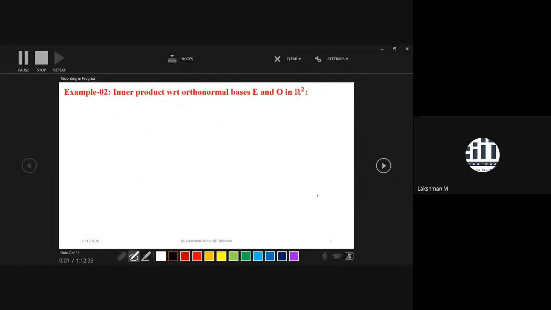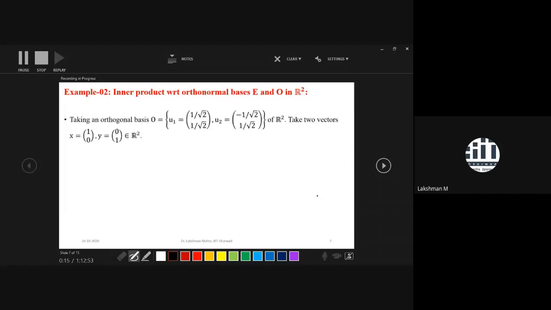So take any non-standard basis and apply Gram-Schmidt orthogonalization, and definitely you will get an orthogonal basis from any non-standard basis. That is the ultimate aim of this module. Another example I have taken, but the basis is the same. This one is the orthonormal basis.